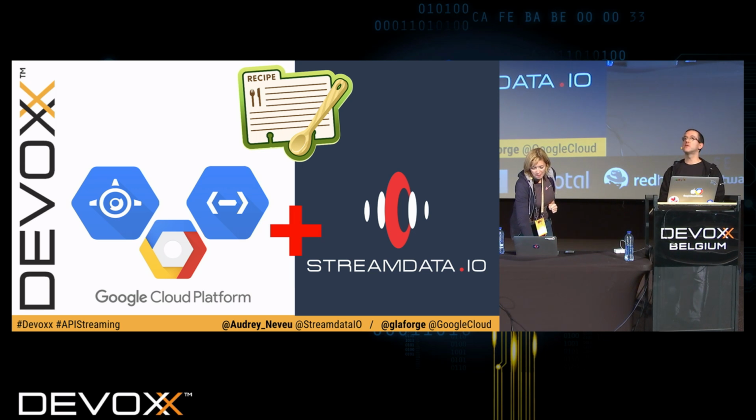Okay, so two parts in this presentation. The first is going to be introducing you to Google Cloud Endpoints on the Google Cloud Platform, which is how I'm going to develop and deploy and monitor and manage my web API. And then we'll add another layer, the real-time layer, thanks to the Streamdata.io technology.